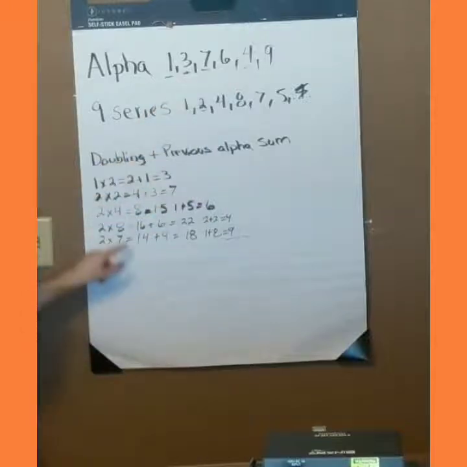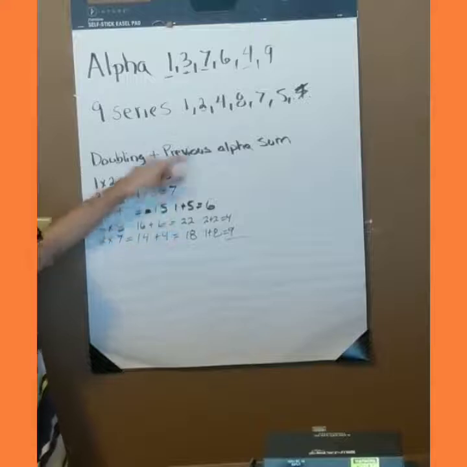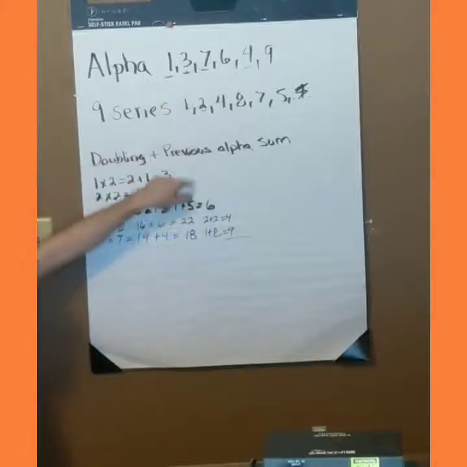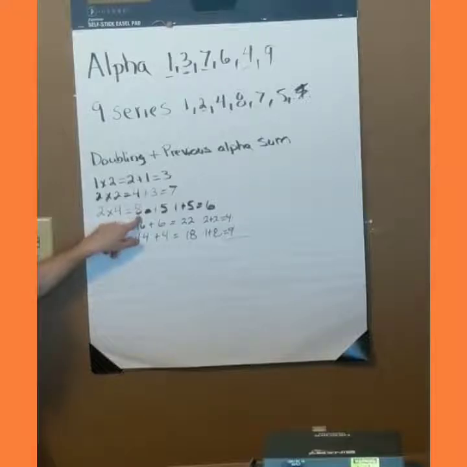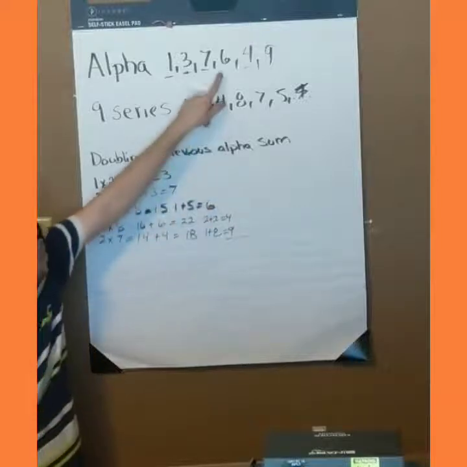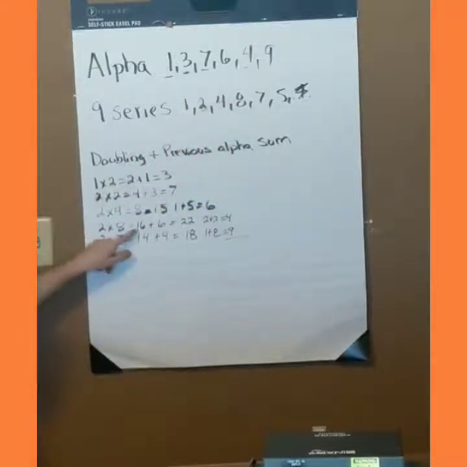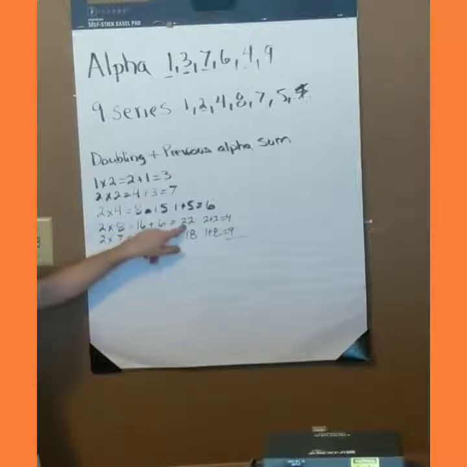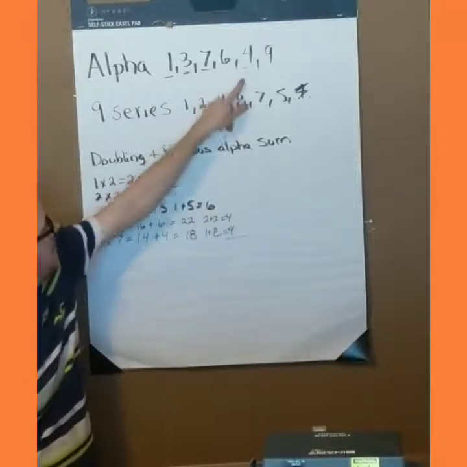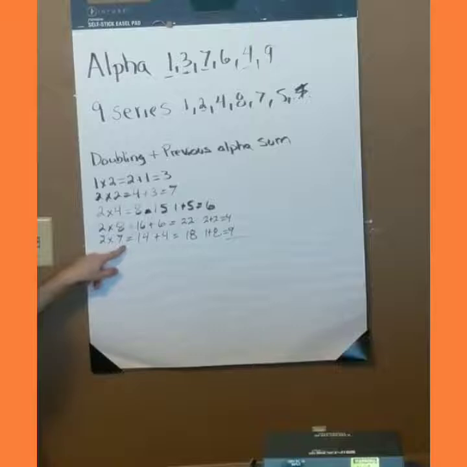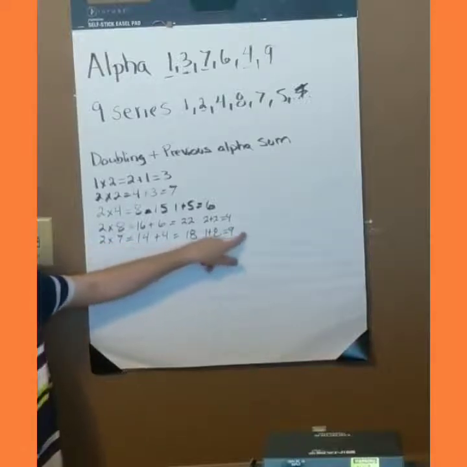There's your 3. 2 times 2 equals 4, plus 3, because that's your previous one, ends up equaling 7. There's your next one. 2 times 4 equals 8, plus 7 equals 15. 1 plus 5 equals 6. There's your next one. 2 times 8 is 16, plus 6 equals 22. 2 plus 2 is 4. There's your next one. And 2 times 7 equals 14, plus 4 is 18. 1 plus 8 equals 9.